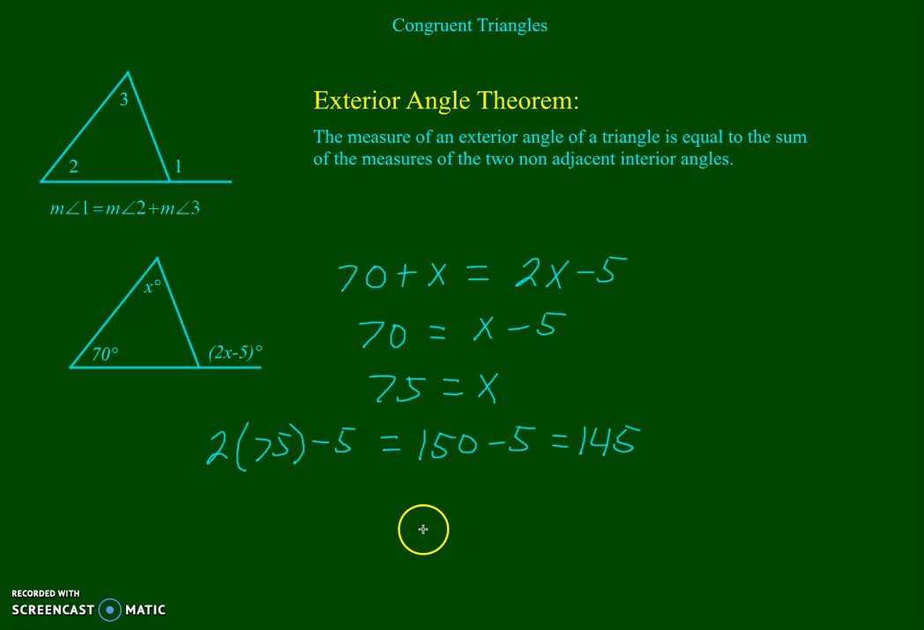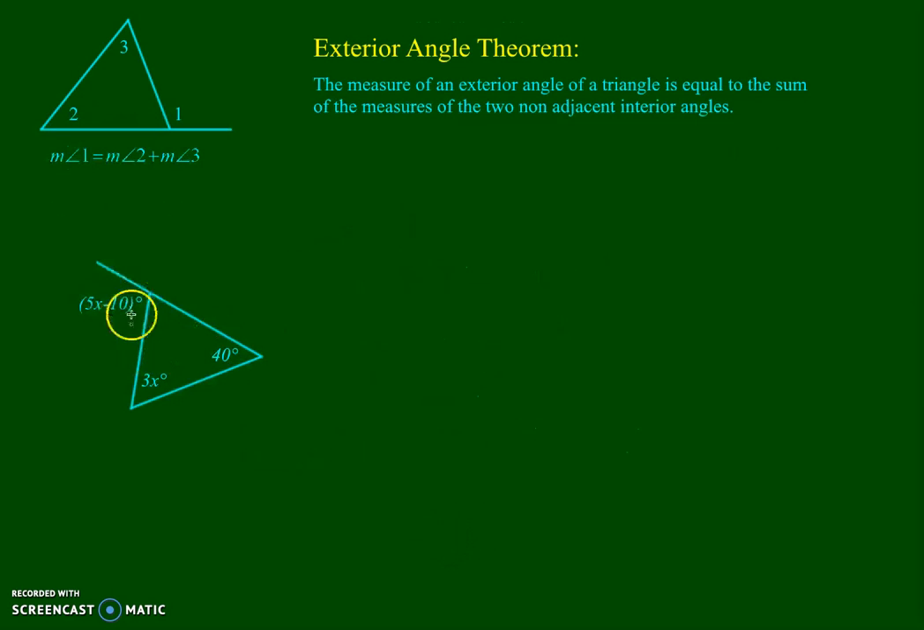Let's try another example. So here we have another example of the exterior angle theorem, and it's just in a different orientation. So here's your exterior angle, here's your two non-adjacent interior angles. So this angle, 5x minus 10, is equal to the sum of the two non-adjacent interior angles, 3x plus 40.